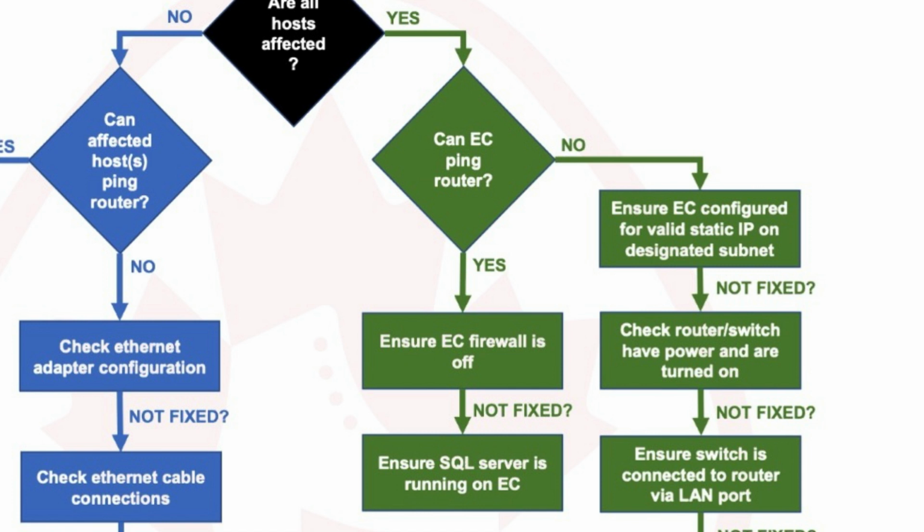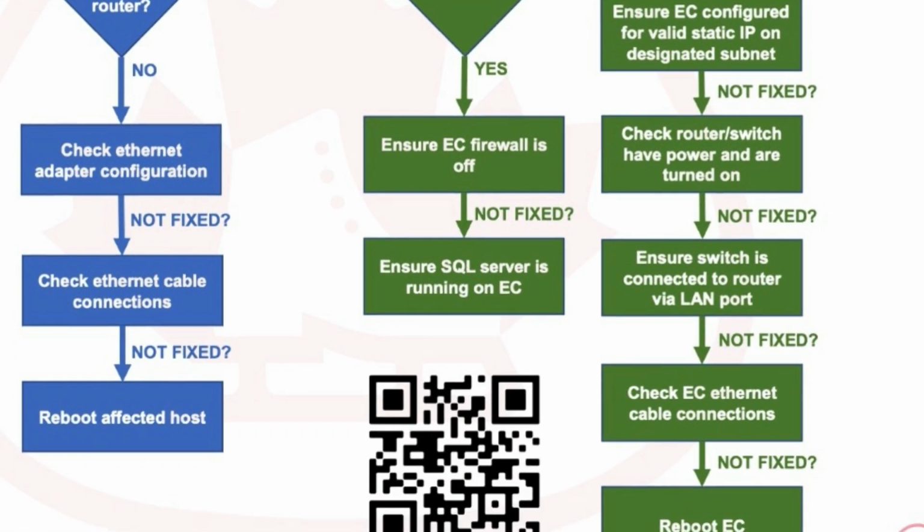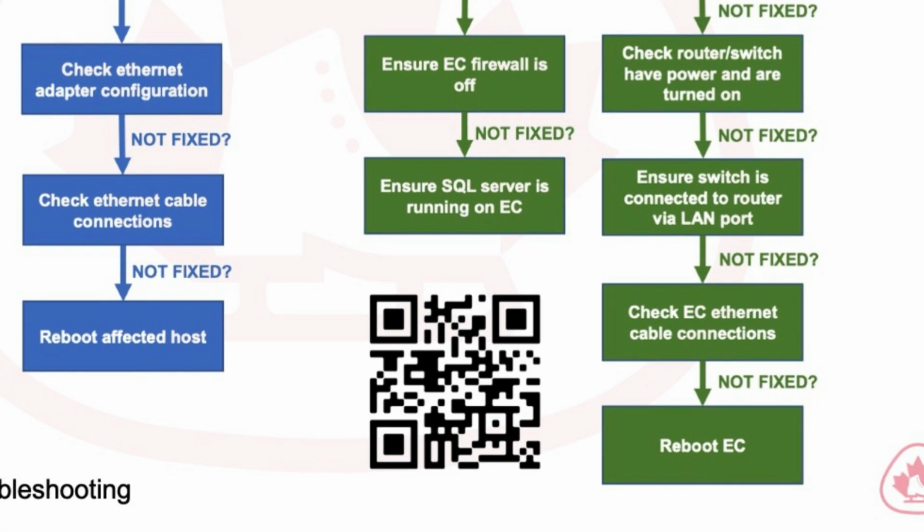If the EC can't ping the router, then you should start by checking that you have a valid IP address on the correct subnet. Here you'll use an ipconfig command for that. And if that's the issue, you would correct that by going into the Ethernet adapter settings. If that's not the issue, then make sure your router is turned on and has power, and that the switch is connected to one of the LAN ports. Failing that, you'll then check that the EC computer connections are good, and failing all of that, reboot the EC laptop.